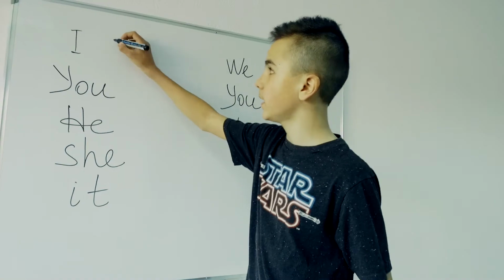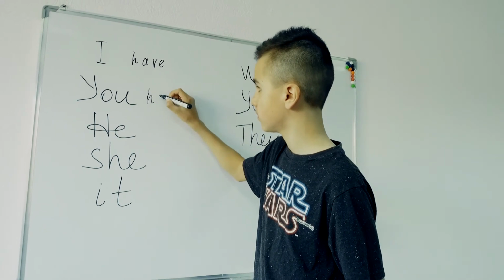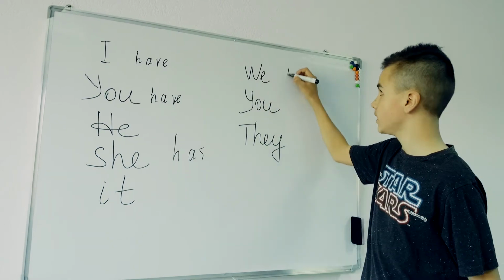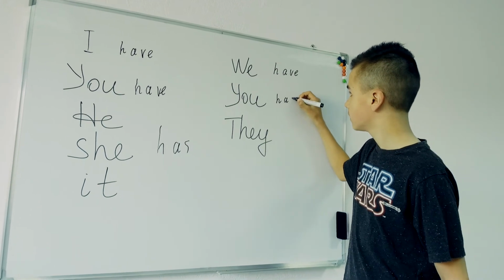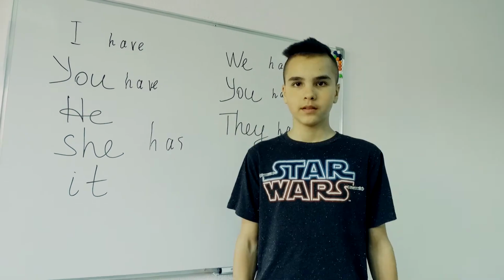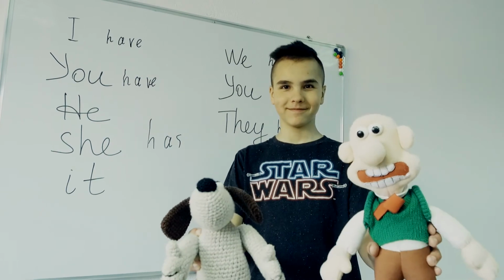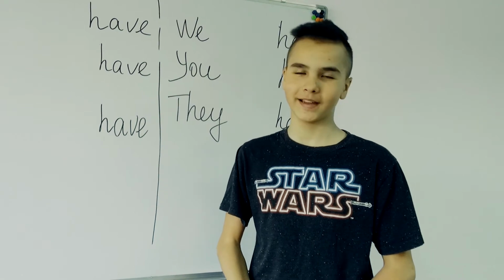To make it positive, let's see how we use to have with different subjects. I have, you have, he, she, it has, we have, you have, they have. For example, I have a dog. Dog has a friend.